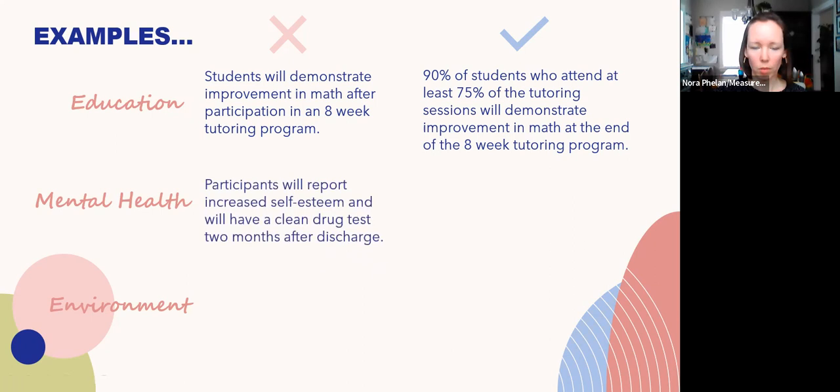Another example, mental health. Participants will report increased self-esteem and will have a clean drug test 2 months after discharge. Again, nothing wrong with this overall, but one thing that it does, which I mentioned before, is a common pitfall. It's combining 2 different outcomes in one. So you have the increased self-esteem and then you have the clean drug test. I would separate those out so there's no confusion about who you're measuring for what.